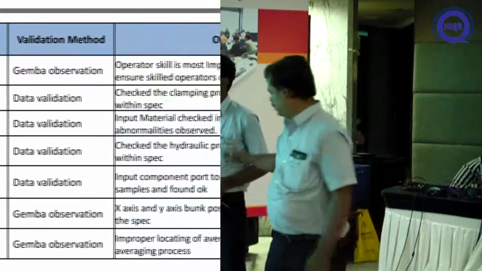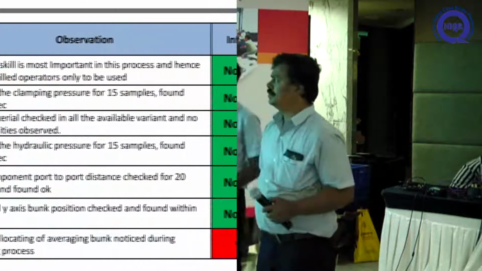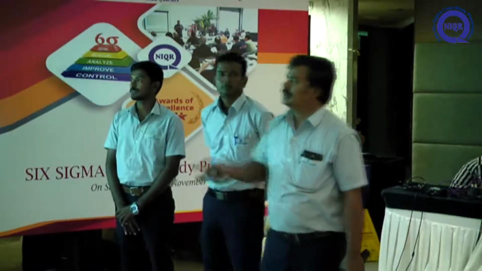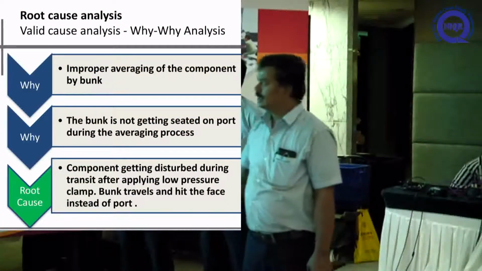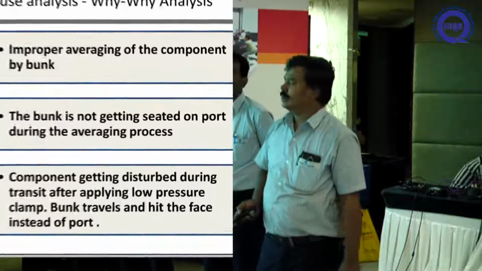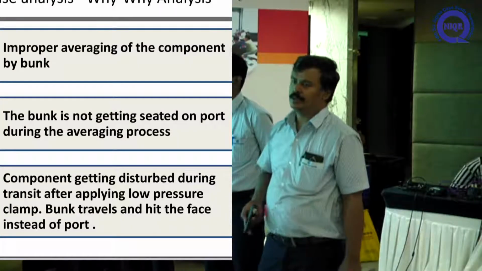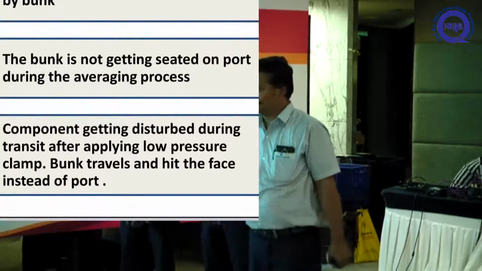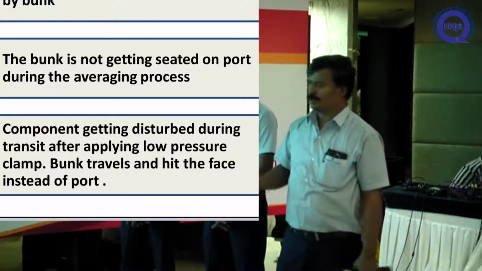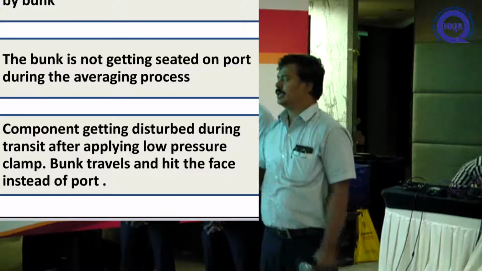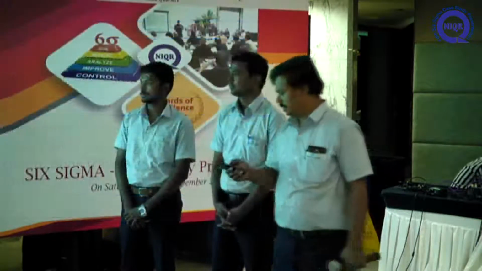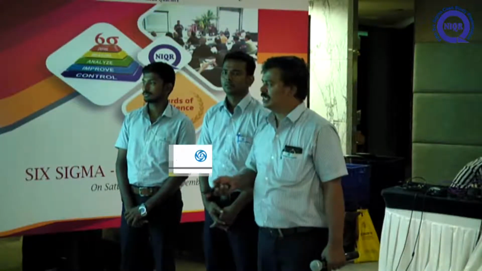These are the seven causes identified, using root cause analysis, Why-Why analysis. Improper averaging: why did it happen? The bunk is not getting seated on the port. Why is the port not seated? The component is getting disturbed during the transit.